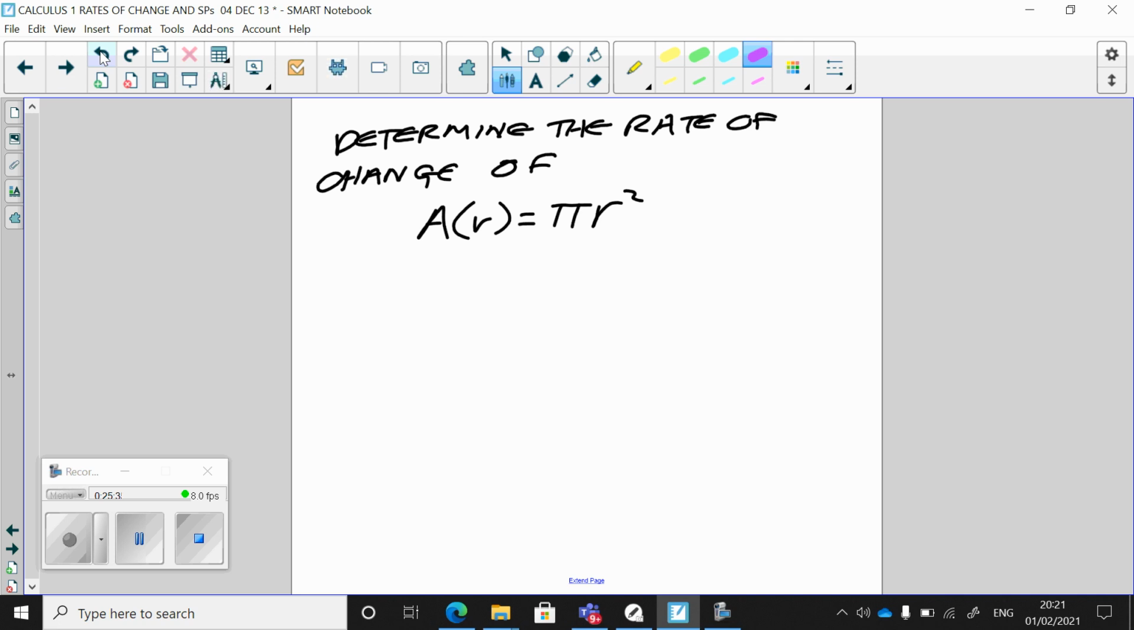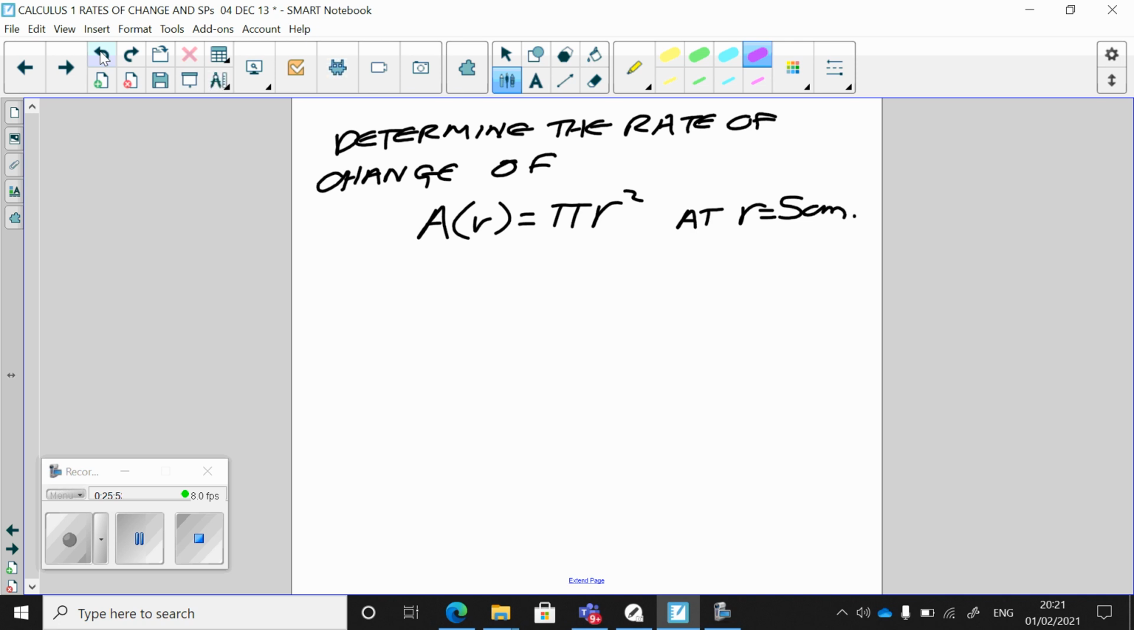Okay, here we go. Determine the rate of change of A depending on r. That's the thing in the bracket. Is pi r squared. Oh, you might have heard of pi r squared. So at a value r equals 5 centimeters.